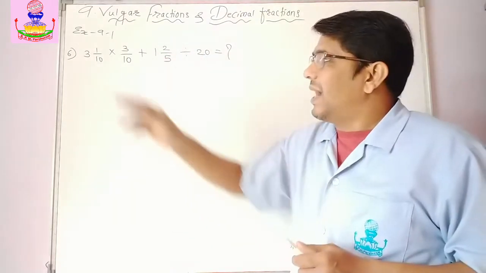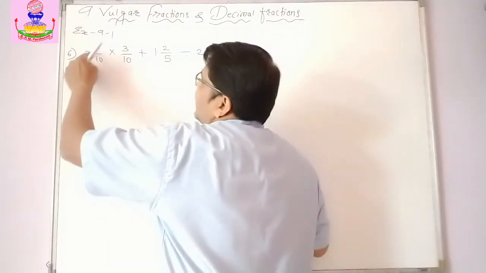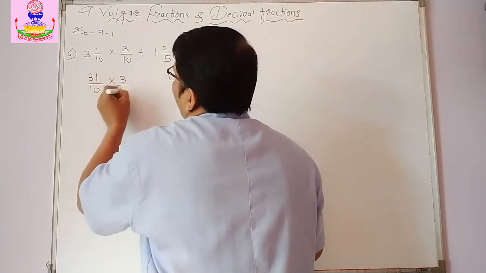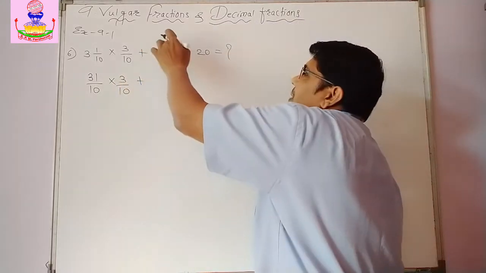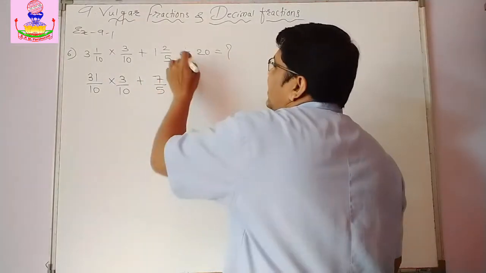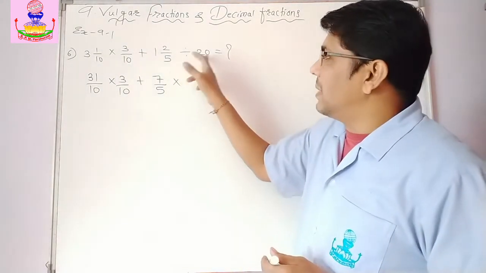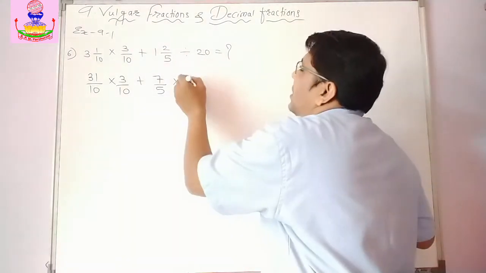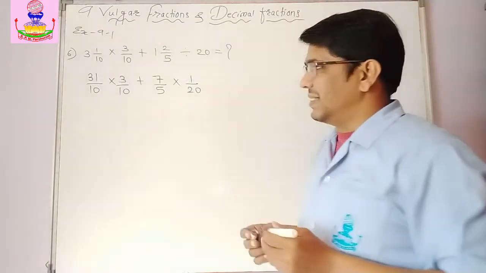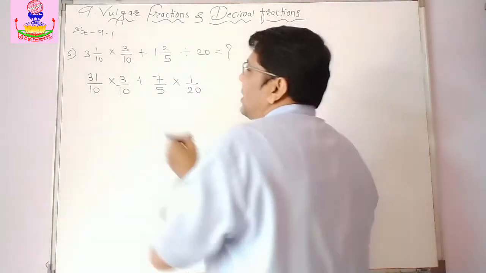But before that, this is a mixed fraction. And this is also a mixed fraction. I can convert them into improper fractions. So 10 3s are 30 plus 1. Yes. 31/10 into 3/10 plus 5 1s are 5, 5 plus 2, 7. So 7 upon 5. Now this division I can convert into multiplication, and then inverse of this has to be taken. So it becomes 1 upon 20. Okay, so it becomes like this. Okay, now both are multiplication, so you can do that.